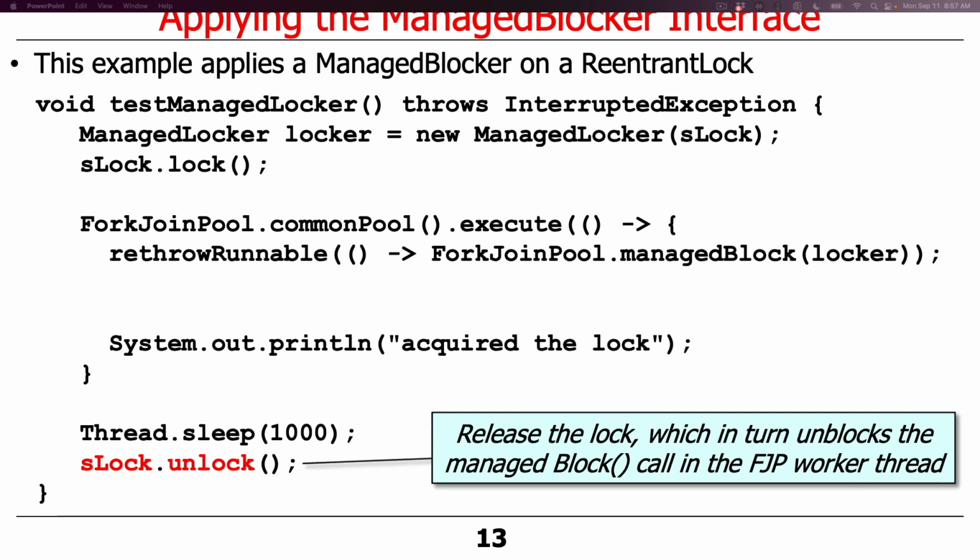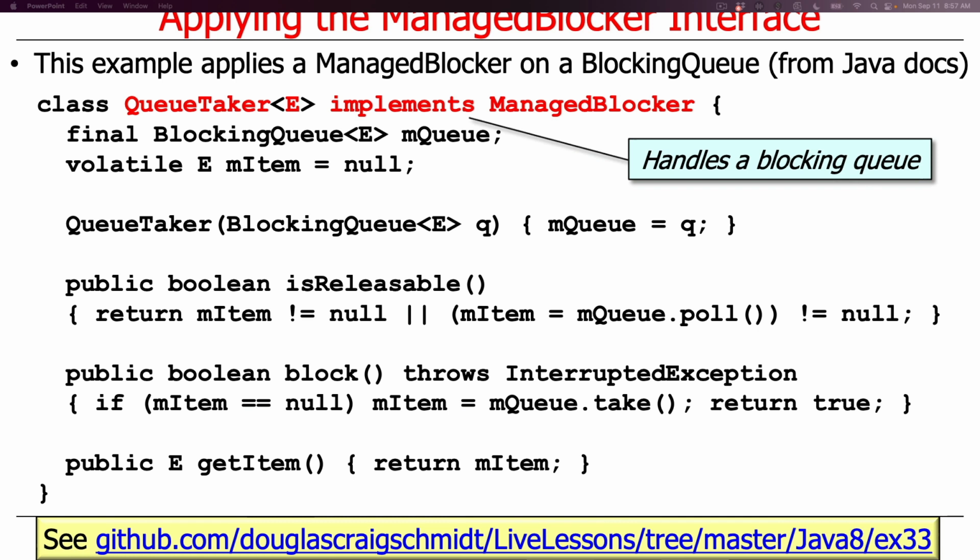And then in that case, this computation here will be able to do its thing because it will have been able to acquire the lock. Let's take a look at another example.